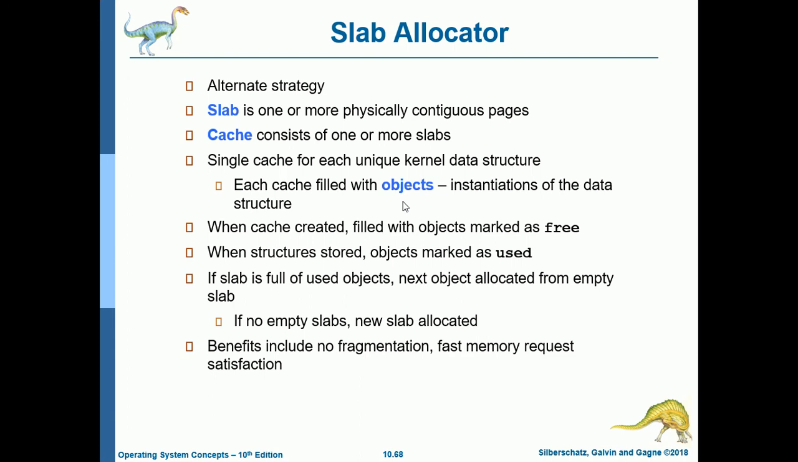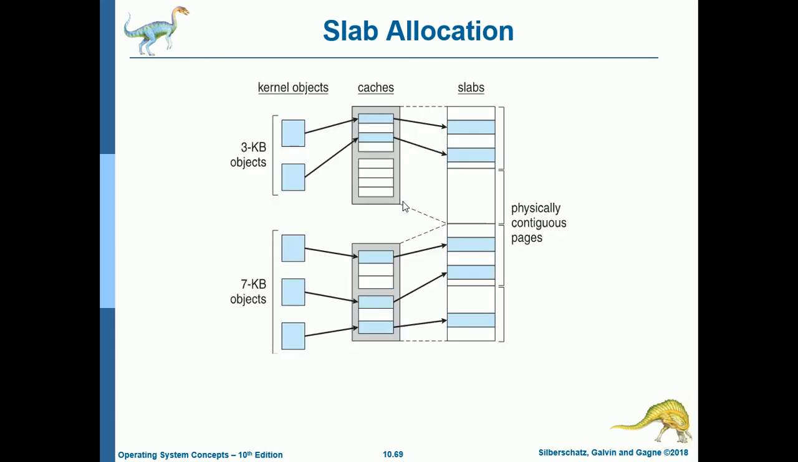If a slab is full of used objects, the next object is allocated from an empty slab. If there are no empty slabs, a new slab is allocated. Benefits include no fragmentation and fast memory request satisfaction. This is the illustration of slab allocation. We have kernel objects, whose data is inside the cache, and this cache has its own allocation in the slabs.